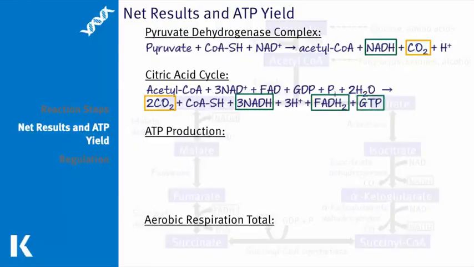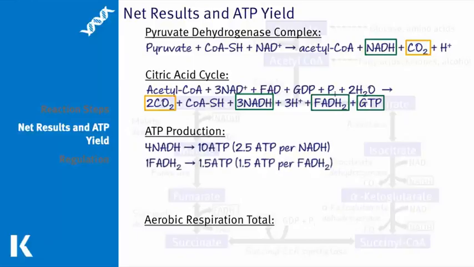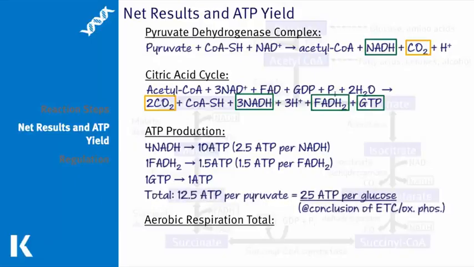FADH2 and a GTP. This means for overall ATP production, 4 NADH result in 10 ATP, as there are 2.5 ATP produced per NADH. FADH2 produces 1.5 ATP per FADH2, so that is 1.5 ATP for the one that is produced in the citric acid cycle. And the GTP that is produced is directly converted into ATP by transferring that phosphate group to an ADP. This makes a total of 12.5 ATP per pyruvate.